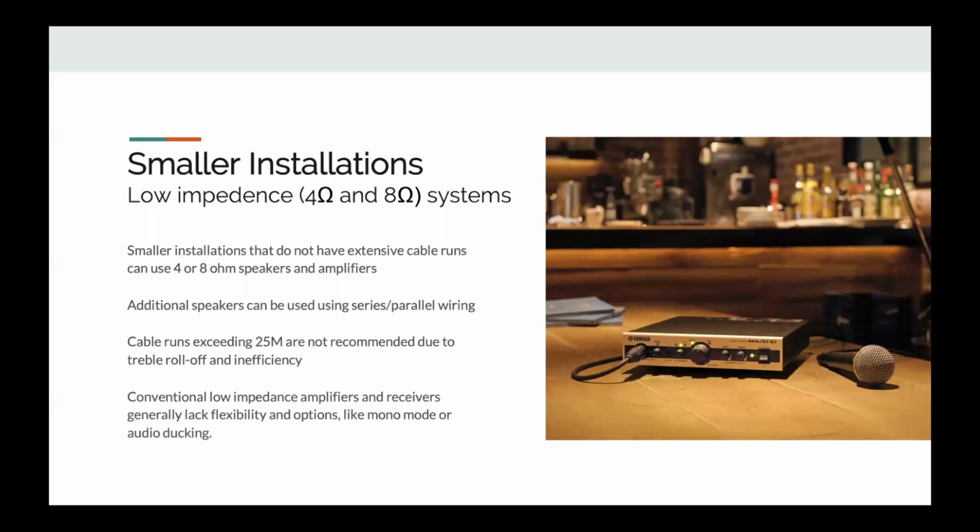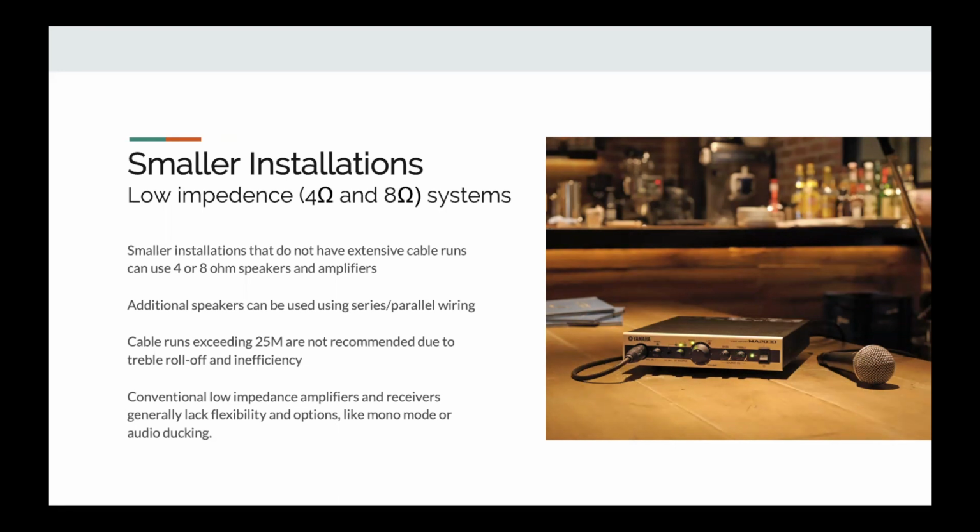You can add additional speakers by using series or parallel wiring, and you'll find even in the smallest installation, you're probably at the very least going to want loudspeakers, at least in each corner of the venue. Cable runs that exceed 25 meters aren't recommended, because the further the distance a cable runs, the higher the resistance it presents, the less efficient it is for the amplifier to drive. And eventually you reach a point where the higher treble frequencies and lower bass frequencies roll off due to the distance and absorption in the cable.